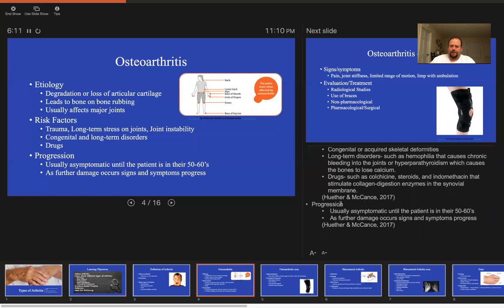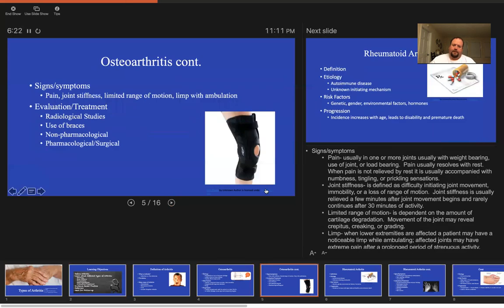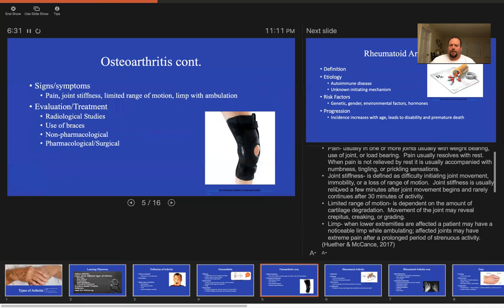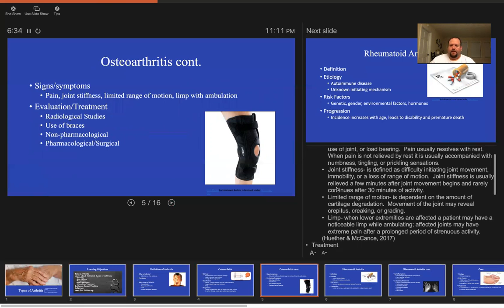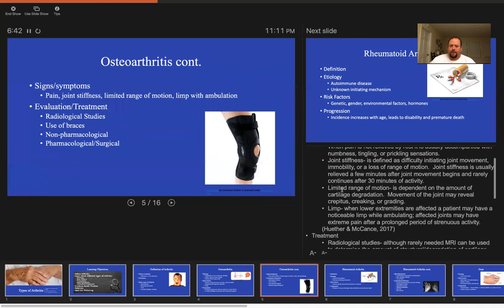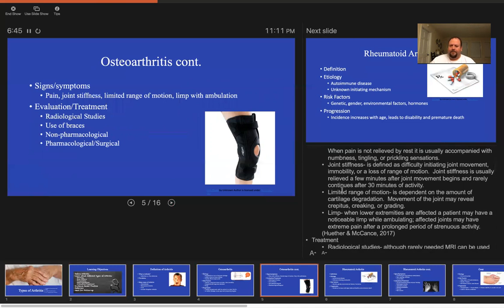All right, so progression. It's usually asymptomatic until the patient is 50 or 60 years old. As further damage occurs, signs and symptoms progress. All right, so signs and symptoms of osteoarthritis. Pain, first of all. It's usually in one or more joints with weight bearing, use of the joint, or load bearing. Pain usually resolves with rest. If it's not relieved by rest, it's usually accompanied by numbness, tingling, or prickling sensations, paresthesias.